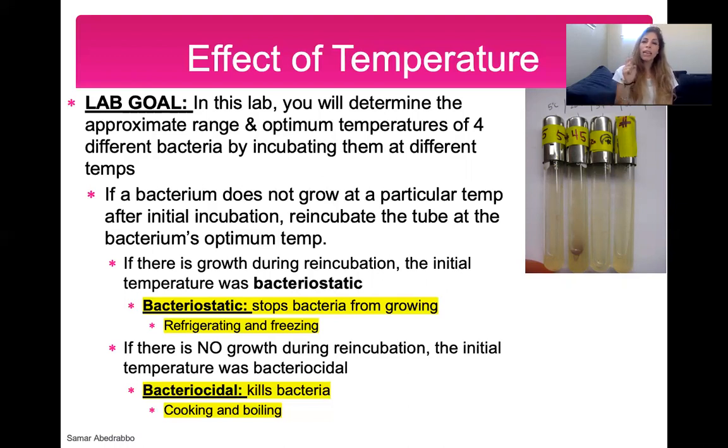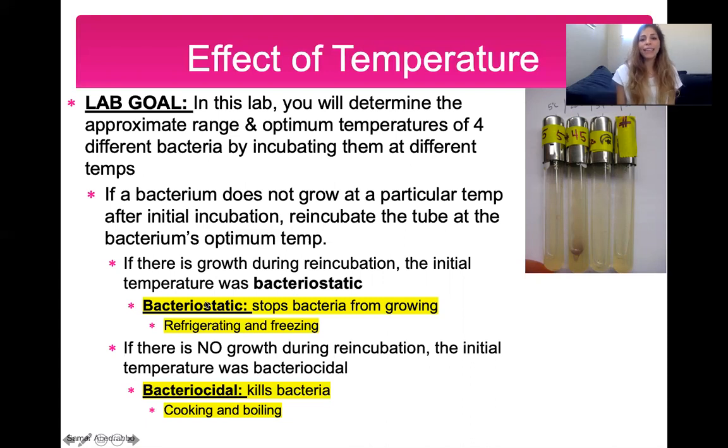So if I saw that E. coli grew at 37 degrees, I would take the 5-degree slant and put it at 37 degrees and incubate for another 24 hours. The reason we're doing this is we're trying to determine if the initial or first temperatures are bacteriostatic or bactericidal. These are very important terms in microbiology that I want everyone to know.